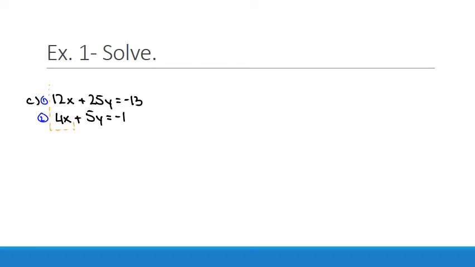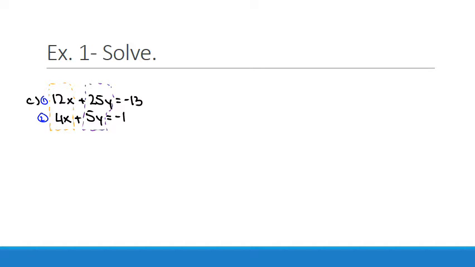So I'm looking at the x's, and then I'm looking at the y's, and you want to see, are there any common multiples of each other? Like, can 12 and 4 work together, or be made equivalent, I should say? Same with 25 and 5. Well, I'm going to focus on the x's. It would work in both cases here, the x's or the y's though.